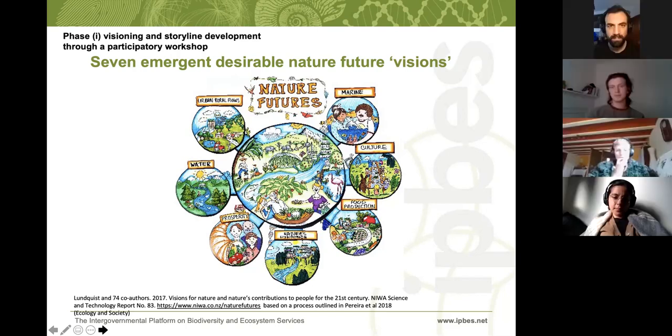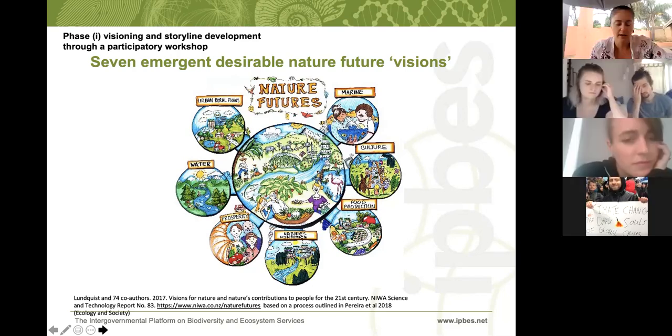And this report has been written up. There's also a shorter version, a summary that you can go and check. But we also had a fantastic graphic artist, as you can see with us, who was able to illustrate some of these visions.